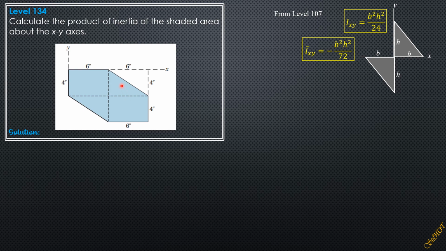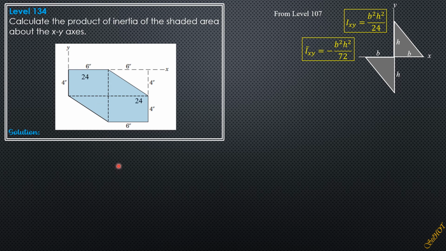For this triangle, the area is 1/2 times 6 by 4, 12. And bar x is 6 inches plus 1/3 of 6, so 8. For bar y, negative 2/3 of 4, negative 8/3. While for this triangle, the area is also 12. Bar x is 2/3 of 6, so 4 inches. Bar y is negative 4, then minus 1/3 of 4. Negative 4 minus 4/3 is negative 16/3.